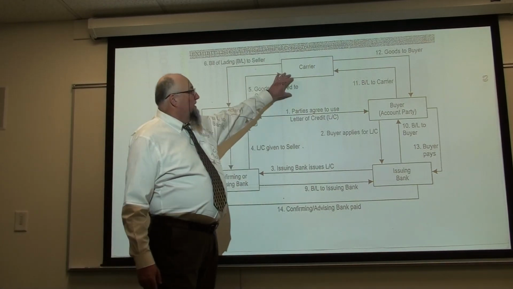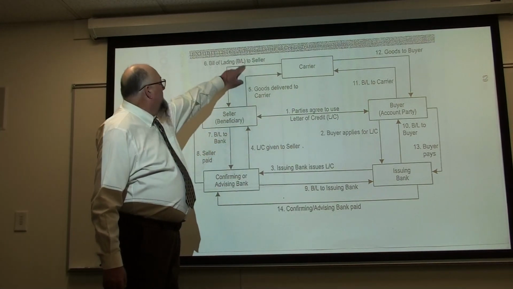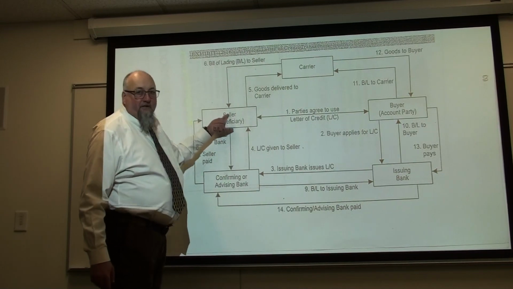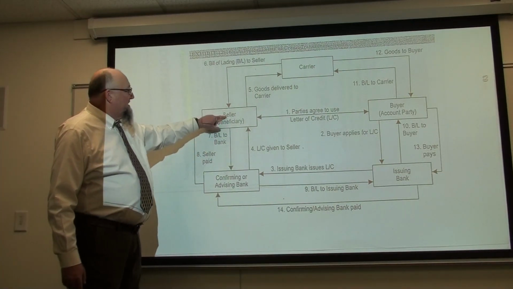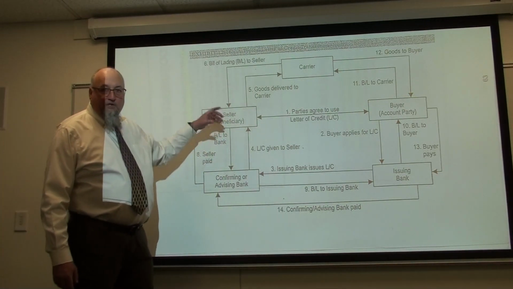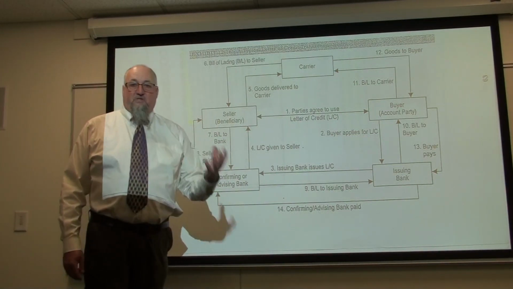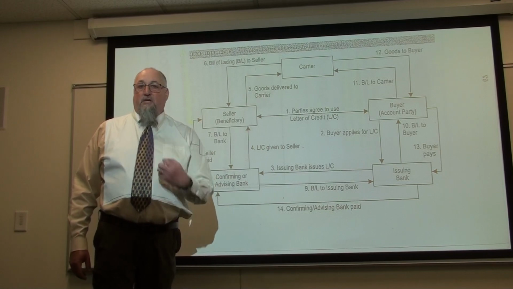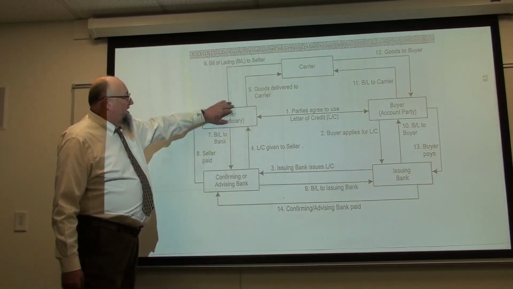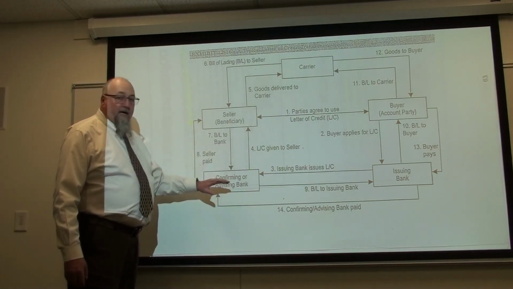The carrier then will issue a bill of lading, right here, back to the seller. The seller will then take that bill of lading, which is proof, again, that the goods have been loaded. It's a receipt by the shipping company that they've received the goods. The seller now has the bill of lading. They'll take it to their bank.